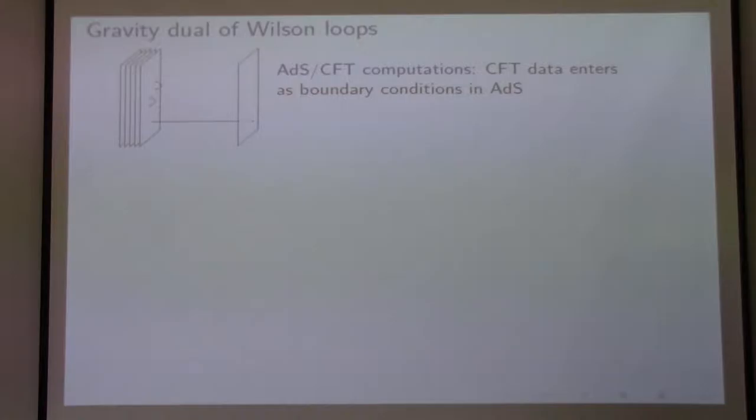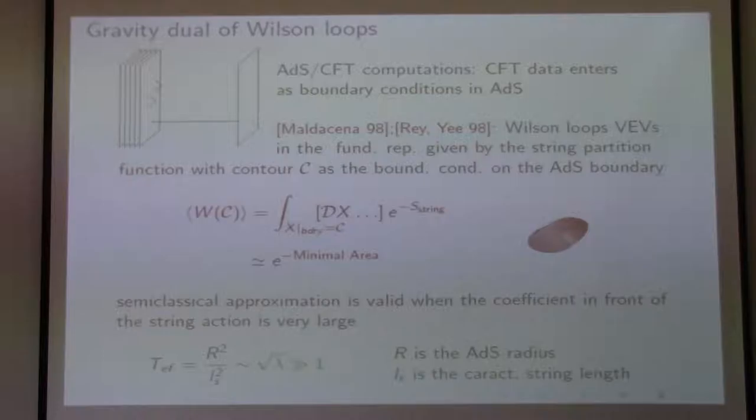In any AdS/CFT computation, the field theory data enters as a boundary condition for the computation you do towards the interior of AdS. More precisely, the prescription was given in the early days by Maldacena, and Rey and Yee, who proposed that the expectation value of a Wilson loop along some contour, in the fundamental representation, is computed by the partition function of a string subject to a very specific boundary condition, such that the endpoint of the string ends at the boundary of AdS on the contour. If you do this computation, you will be computing the Wilson loop expectation value. Of course, since this is AdS, a curved space, this partition function is not easy to compute. So what you can do is evaluate this partition function in a semi-classical approximation, and in that case it is just finding the minimum of the string action.